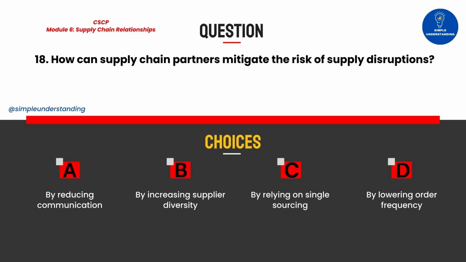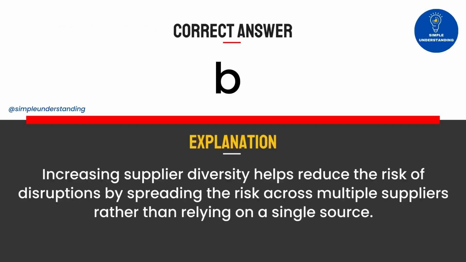18. How can supply chain partners mitigate the risk of supply disruptions? A. By reducing communication. B. By increasing supplier diversity. C. By relying on single sourcing. D. By lowering order frequency. Correct answer: B. Explanation: Increasing supplier diversity helps reduce the risk of disruptions by spreading the risk across multiple suppliers rather than relying on a single source.